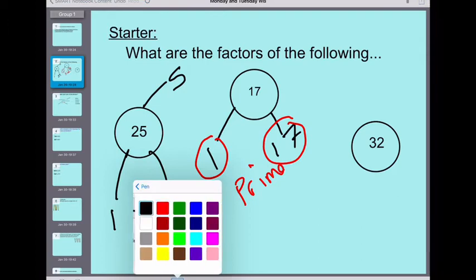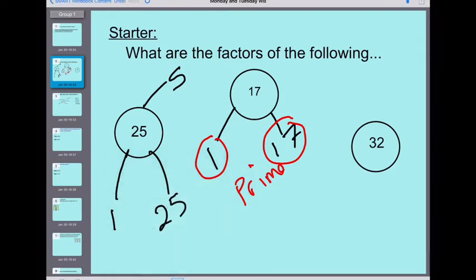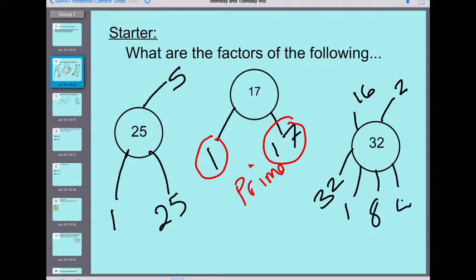Okay, and then finally for 32, 32 finishes with a 2, so it must be even. It's got 2 and 16. It's got 32 and 1. It's got 8 and 4. Has it got any others? I think that's all of them. I wonder whether you found any that I didn't. But factors are numbers that we multiply together to make the number in the circle.